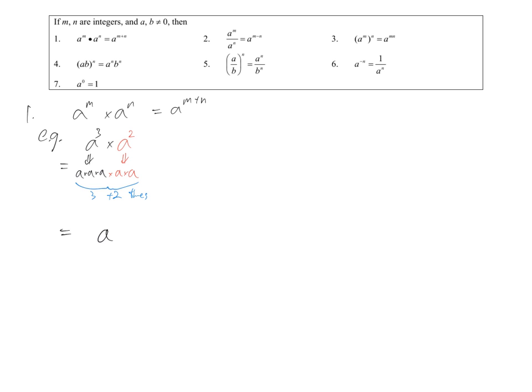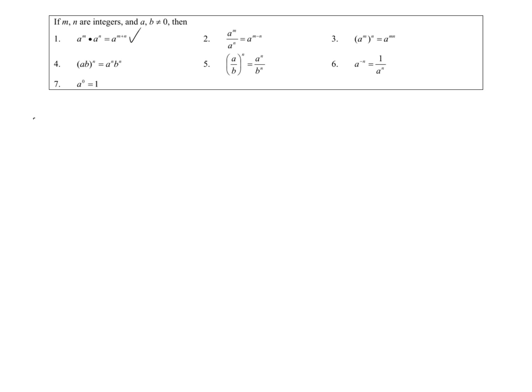We repeat multiplying a for 5 times. So that's why this is a to the power of 3 plus 2. It's because we have 3 on the left-hand side and then we add 2 more to it. So that's why it is this one. After that, we have already proved the first one.